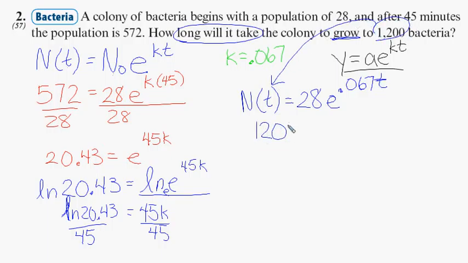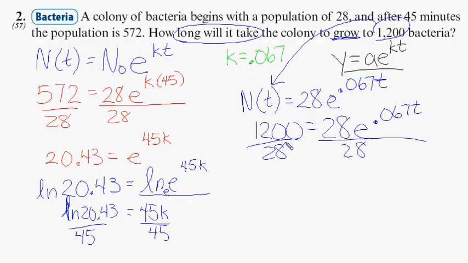So if we rewrite this, we get 1,200 is equal to 28e to the 0.067t. Divide both sides by 28 again. Don't lose any of the algebra here that's going on. That should give us approximately 42.857 is equal to e to the 0.067t. Take the natural log of both sides to get access to this t in the exponent here.